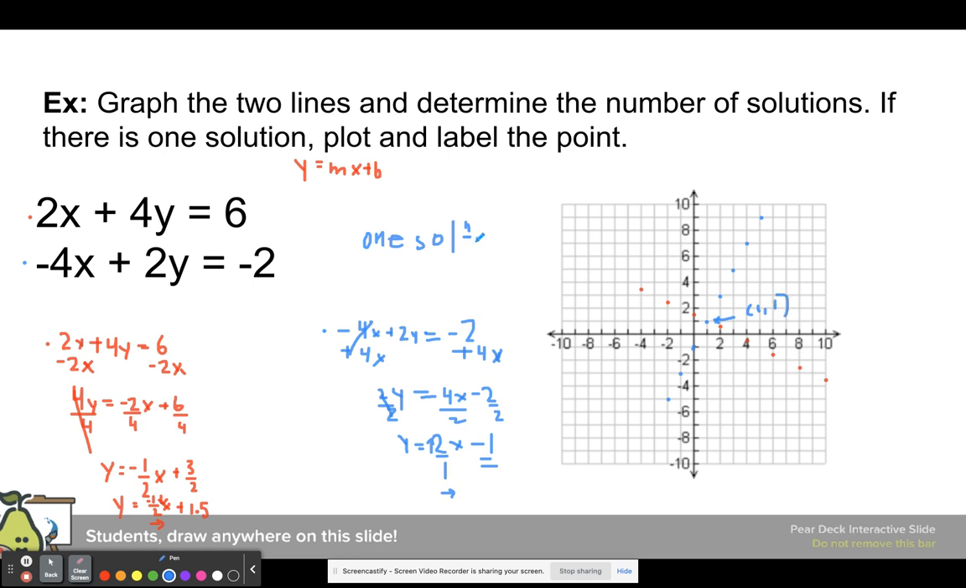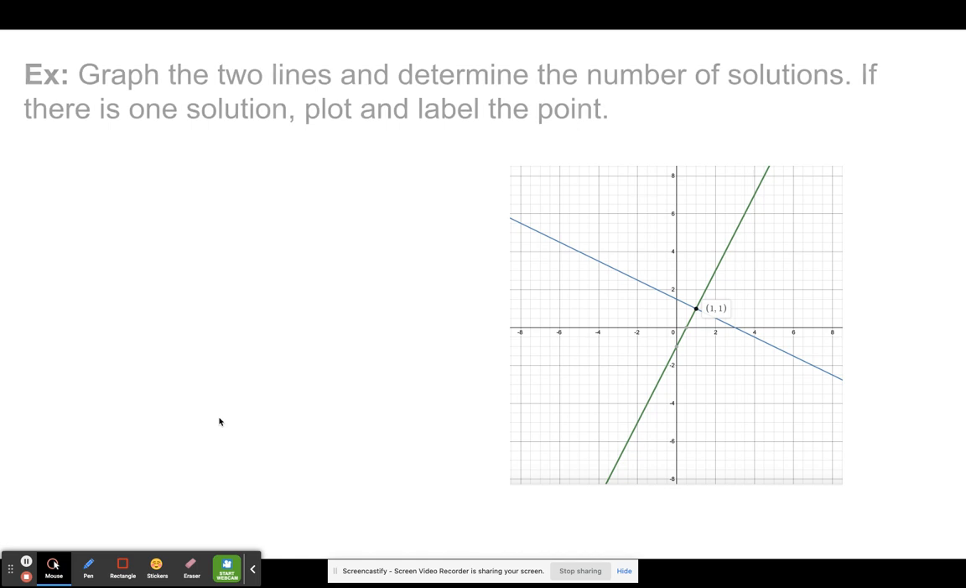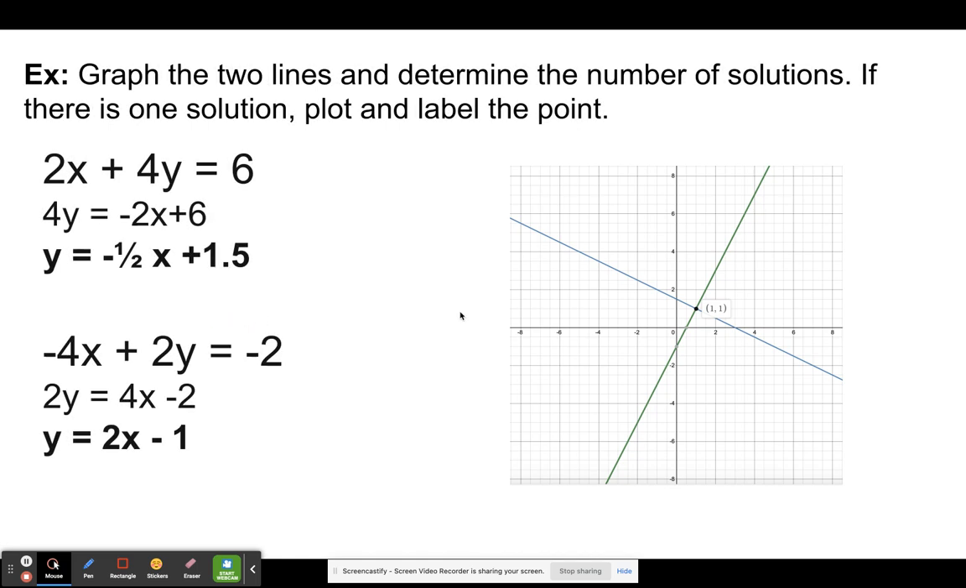So I would say my solution is (1, 1). So we've solved the system using the graphing method. Okay, that was the last example for graphing. As always, here is the solution along with the digital version of the graph. And here it's easy to see how the two points intersected at (1, 1).